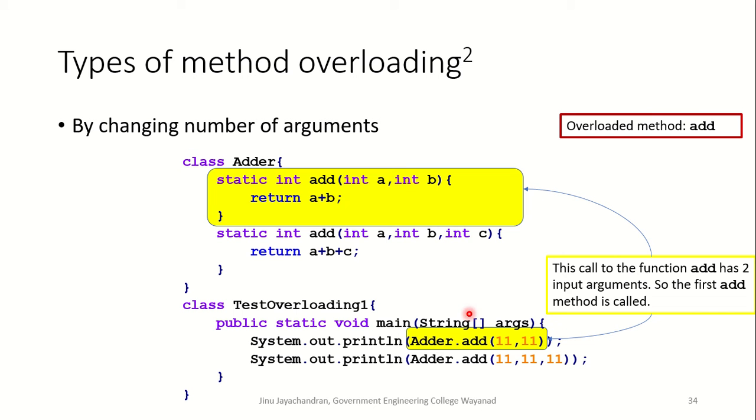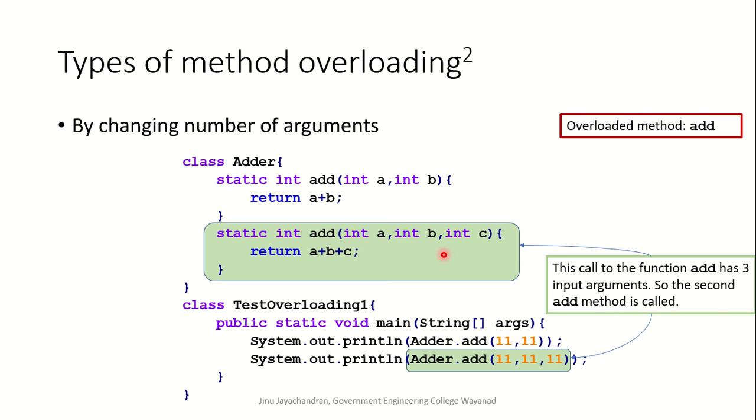Now when I say Adder.add(11, 11), that is with two arguments, the compiler knows that it should call this function, which is a plus b. Similarly, when I call add(11, 11, 11), the compiler knows that it should call the function with three input arguments, which is a, b, c. So in each of these two cases, depending on the number of arguments, the compiler knows which of the overloaded functions to call. The functionality is the same but the number of arguments is different.